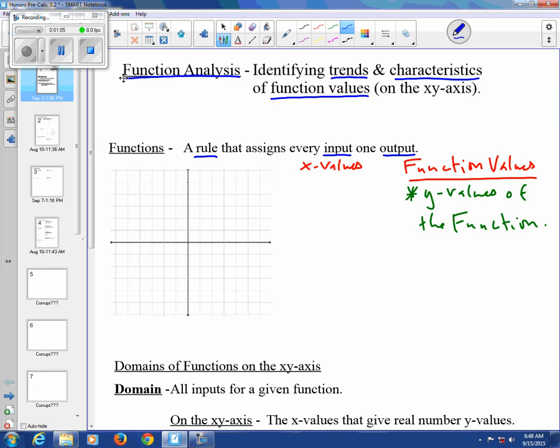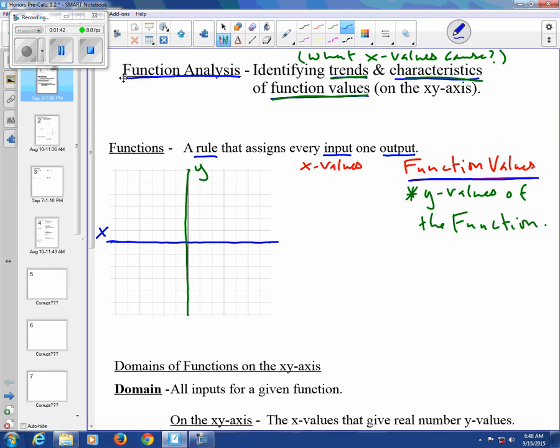The way we want to think about this is the x-axis is the axis of inputs for all functions. And what makes those functions unique is how they react to those inputs, or those function values, which of course are measured on the y-axis. So when we're talking about identifying trends and characteristics, a lot of times we're saying what x values or inputs are causing the trends and characteristics of our function values.